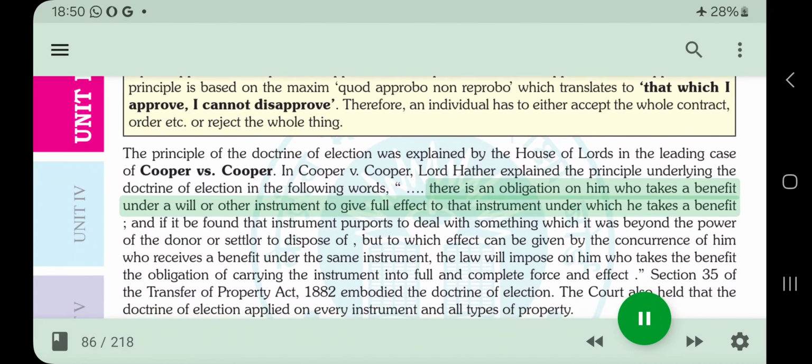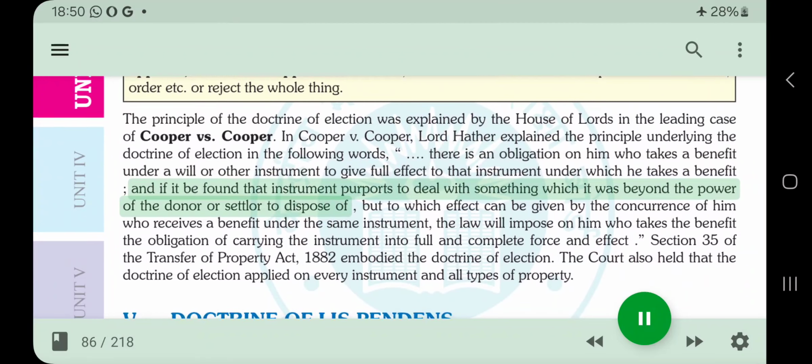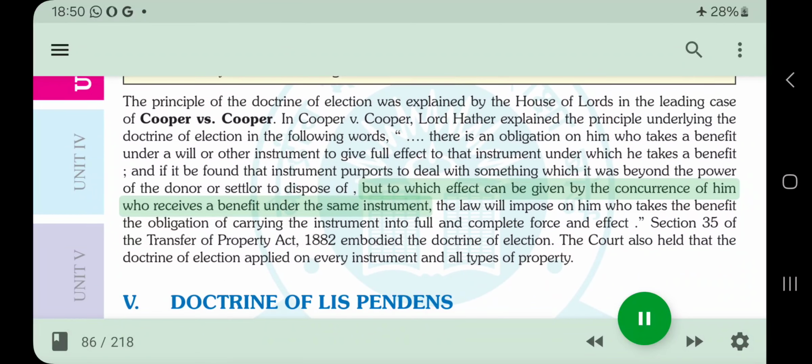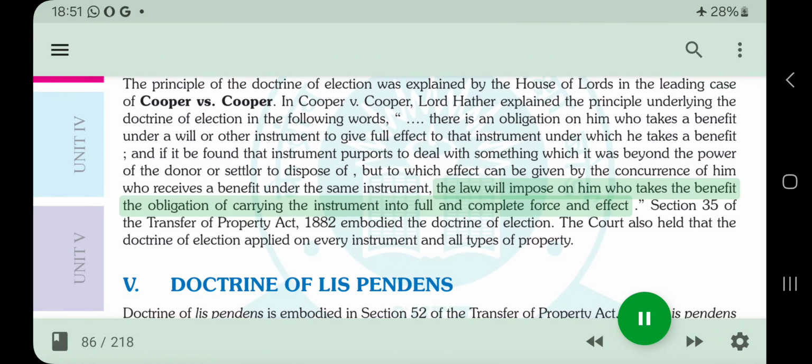There is an obligation on him who takes a benefit under a will or other instrument to give full effect to that instrument under which he takes a benefit. And if it be found that the instrument purports to deal with something which it was beyond the power of the donor or settlor to dispose of, but to which effect can be given by the concurrence of him who receives a benefit under the same instrument, the law will impose on him who takes the benefit the obligation of carrying the instrument into full and complete force and effect.